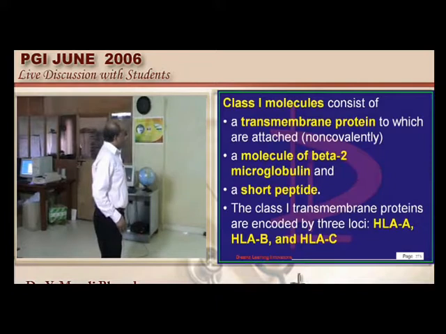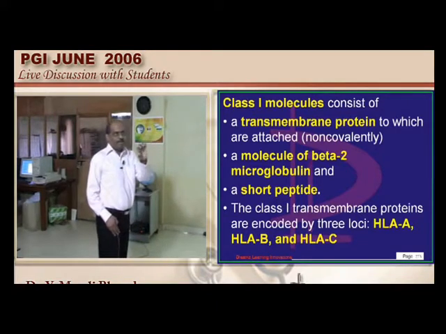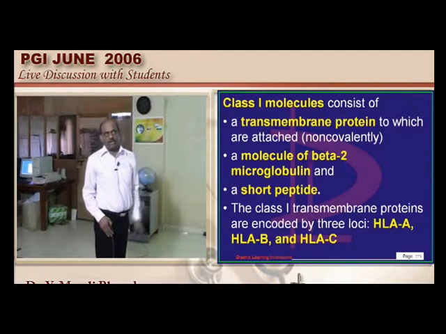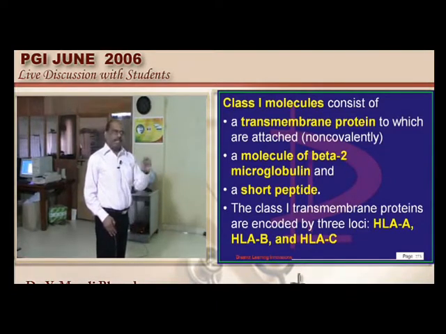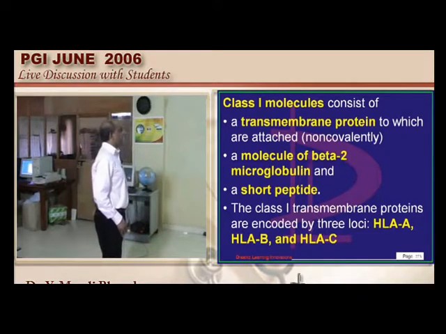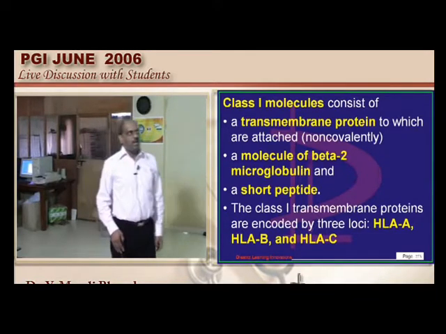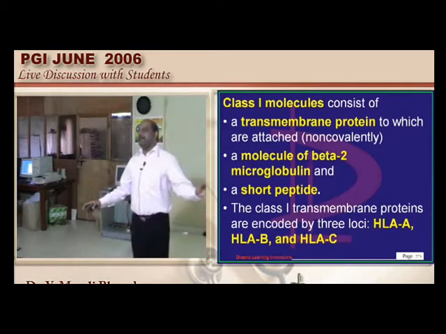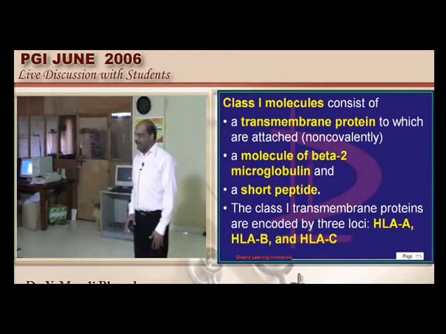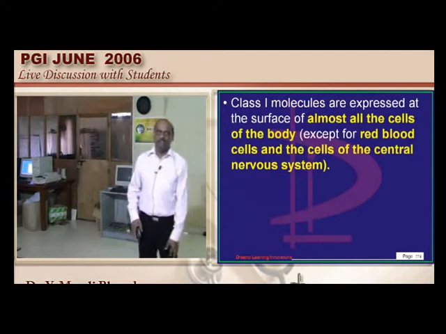and beta 2 microglobulin also is considered to be one of the class 1 molecules, and it is typically encoded by 3 loci on chromosome 6 called HLA-A, HLA-B, HLA-C. These 3 loci will decide the formation of these class 1 molecules. Almost all the nucleated cells in our body express the class 1 molecules.